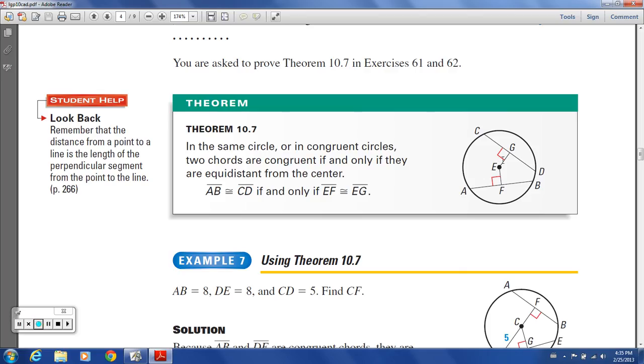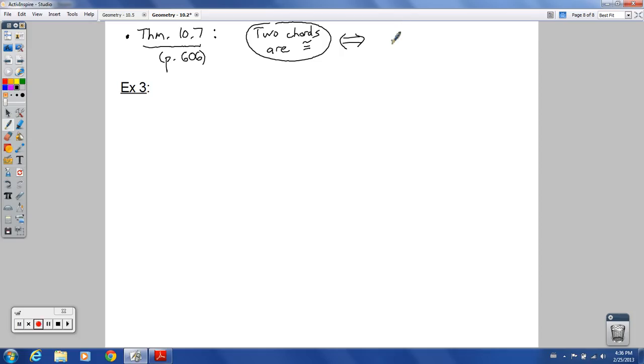So if this is the same as this, remember when we find the distance between a point and a line, or a point and a segment, we have to take the perpendicular measurement. So perpendicular here, if this is the same as this, that means this is the same as this, and vice versa. Let's write the rest of that down here. Two chords congruent implies, in both directions, if and only if statement, chords are equidistant from the center.